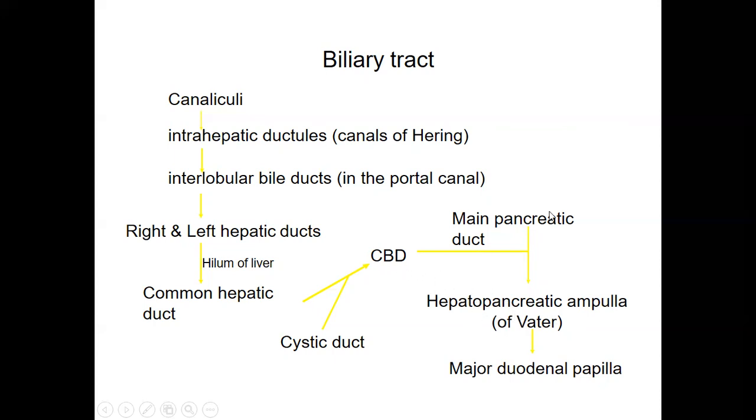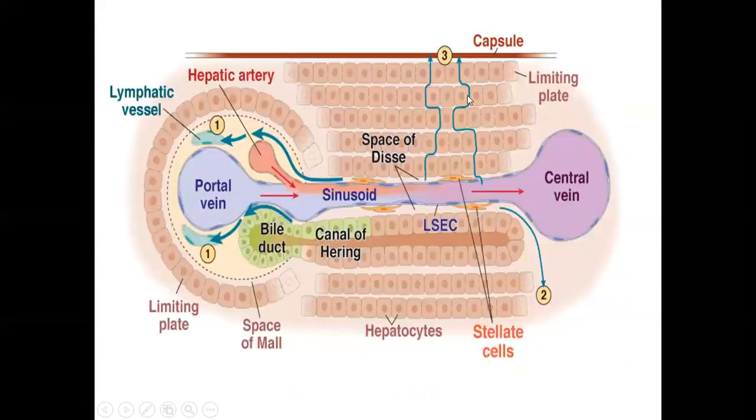Okay, the CBD will join the main pancreatic duct. And then later it will form an ampulla, the ampulla of Vater, the hepatopancreatic ampulla, and then open at the second part of the duodenum, at the major duodenal papilla. So this is the pathway of the biliary tract.